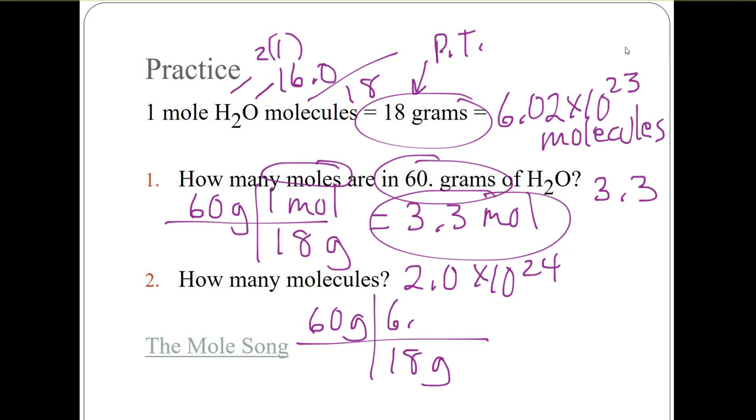And this time we're going to change it to molecules. So I'll put my molecules there at the top, and write out the word molecules because if you abbreviate MOL, you might get confused for moles. So when you multiply this all out, you do get that 2.0 number. Okay. The mole song, I will put a link to a YouTube video so you can see that.